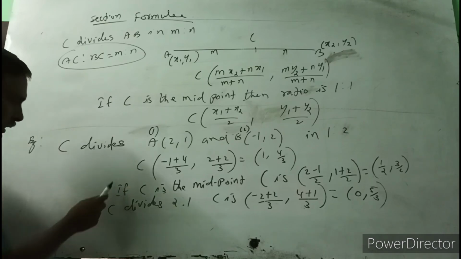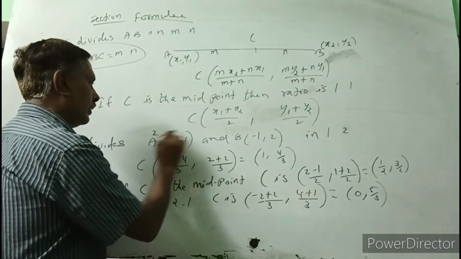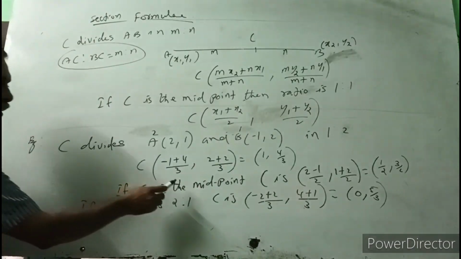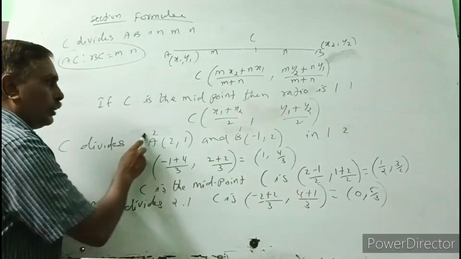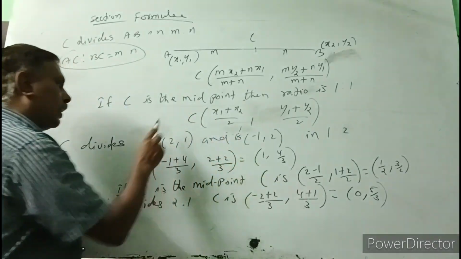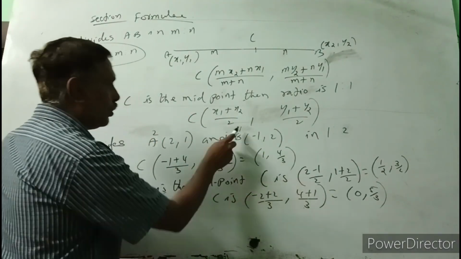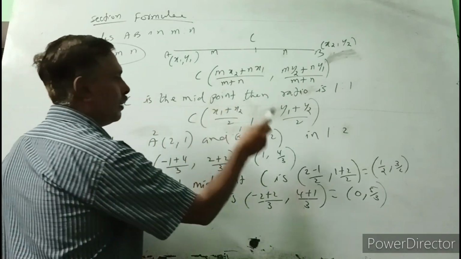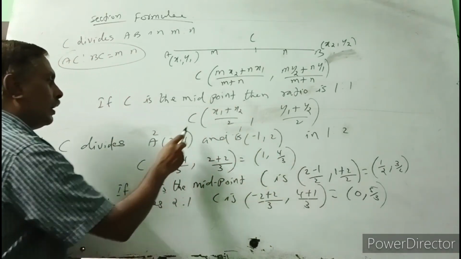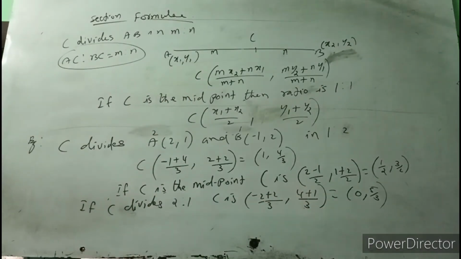I took the same example and the ratio changes to 2 is to 1. If C divides in 2 is to 1, then 2 is multiplied with B and 1 is multiplied with A. That is 2 into minus 1 minus 2, 1 into 2, divided by 3. Similarly, 2 multiplied by 2 is 4, 1 into 1 is 1, divided by 3, which gives 0, 5 by 2.